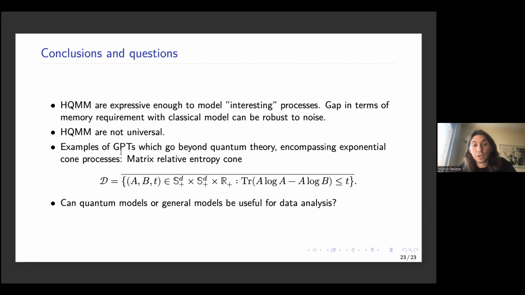For example, we have the matrix relative entropy cone, which is able to support both quantum models and our process based on the exponential form. And finally, since quantum and general models are probably more expressive than classical ones, an interesting question is whether these models can actually be useful for data analysis with data from the real world. And with this, I have concluded, and I thank you for the attention.